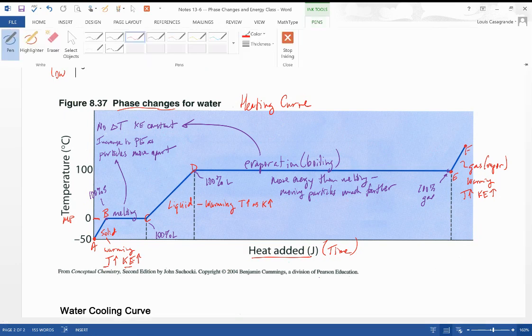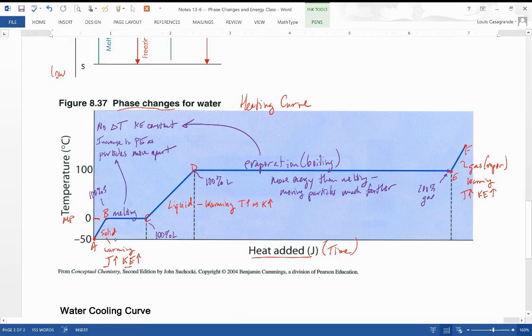And so we're starting in the solid and we're going to liquid. So we know that that must be melting. So this temperature at 0 degrees must be the melting point. So the lower phase change is always going to be the melting point. And up here, when we're going from the liquid to the gas, that must be boiling. And so that's going to be our boiling point.